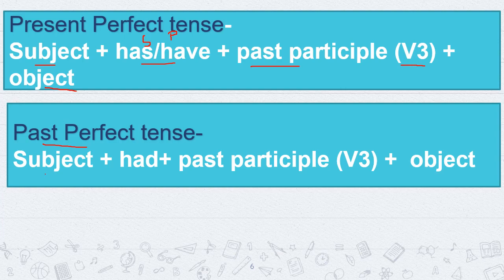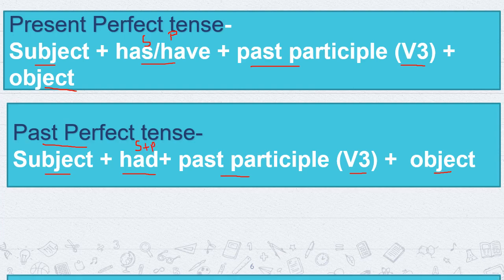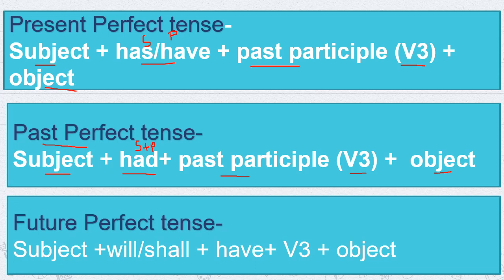After that we read about past perfect tense. Formation for past perfect tense is subject plus had plus past participle, or we can say verb third form, plus object. Now where will we use had? We will use had with both singular and plural subject. Okay. After that we read about future perfect tense. The formation of future perfect tense is subject plus will or shall plus have plus verb third form plus object. Clear?